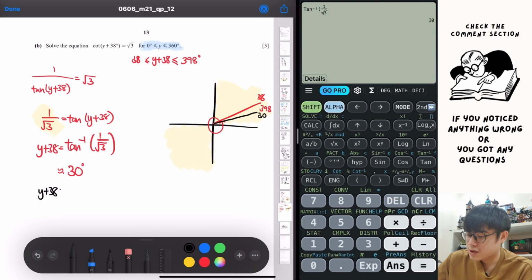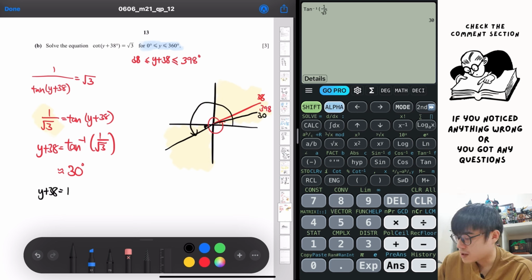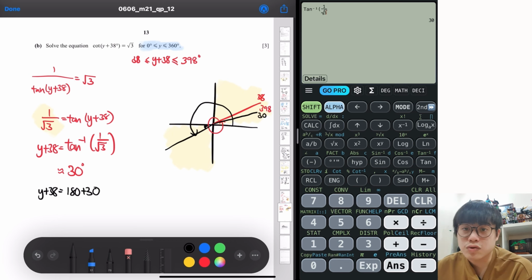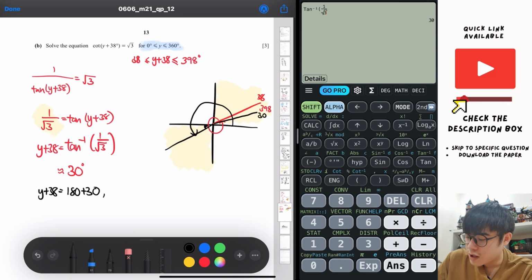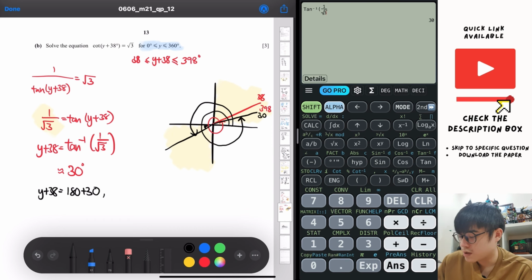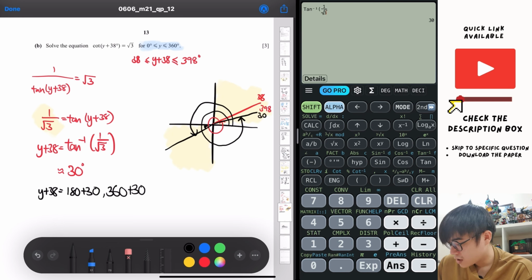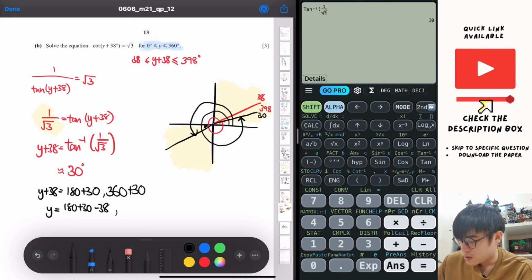So the first answer that I'm getting should be this, where I transfer this 30 to the other side. So the first result should be 180 plus 30. And to get to your next result, it's actually by turning it all the way around until here. So it's actually 360 plus 30 for the second answer here. So y's final value will be 180 plus 30 minus 38. As for the other one, it will be this minus 38.